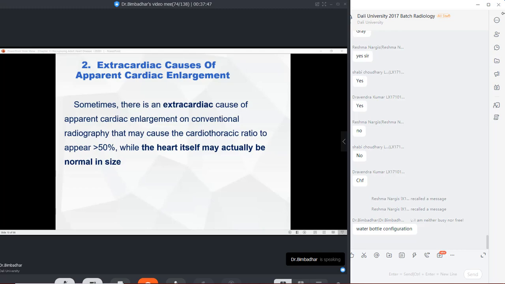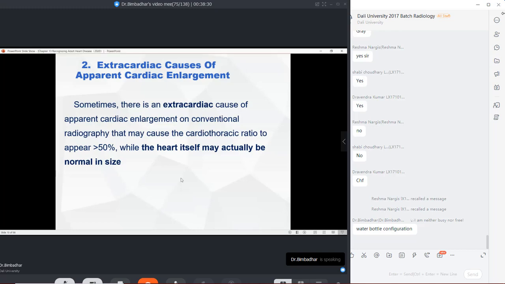Now say you fill some water in a balloon and put it on the floor. How the shadow of that water balloon looks is the same way a water bottle looks, and that's the reason we call this the water bottle configuration. So a water bottle configuration of a heart on a conventional radiograph suggests constrictive pericarditis and pericardial effusion. Do not forget this. All right.